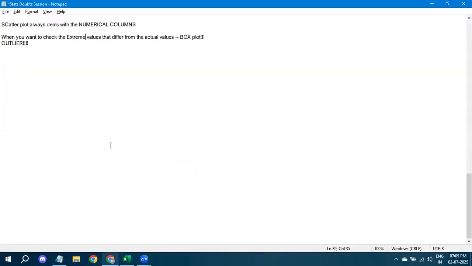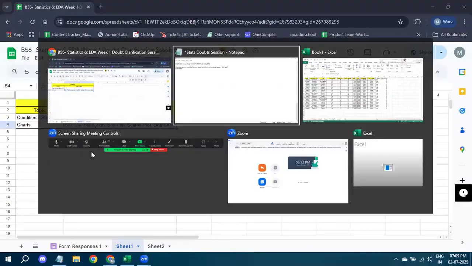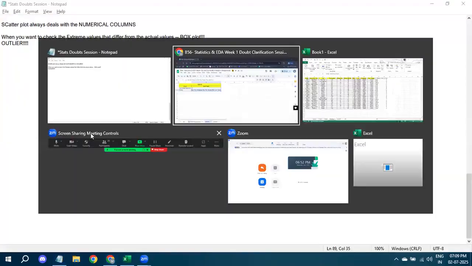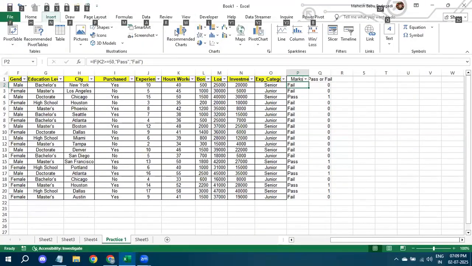Perfect. Regarding these particular charts: box plot, scatter plot, line chart, histogram, pie plot, bar plot. Any other questions you have for the agenda? I'm happy to address them, guys.